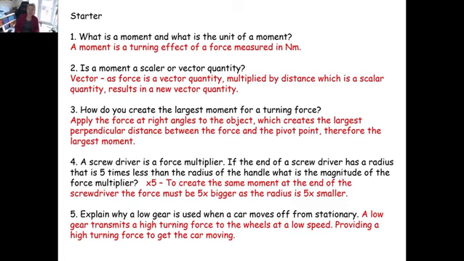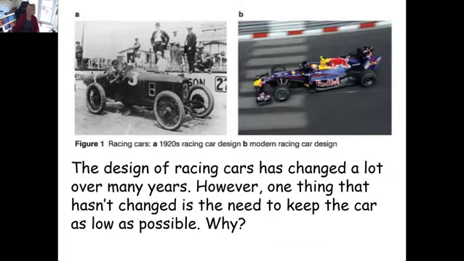Now we're looking at centre of mass. So if you look here, we've got two designs of racing cars, and you can see that the design of those cars has changed very dramatically if you are looking at a car from the 1920s compared with the modern day racing car. But there's one particular thing that really hasn't changed very much. Now, we need to keep the cars as low as possible. Why would you think that is?